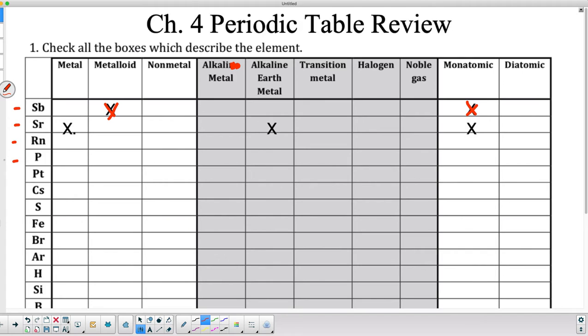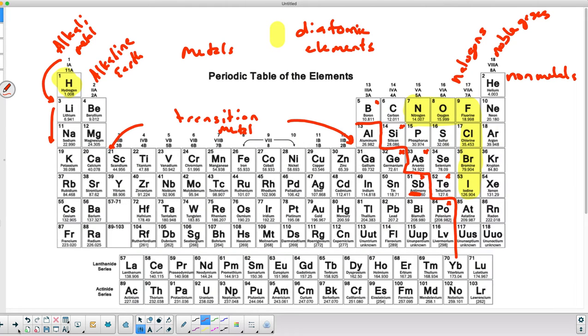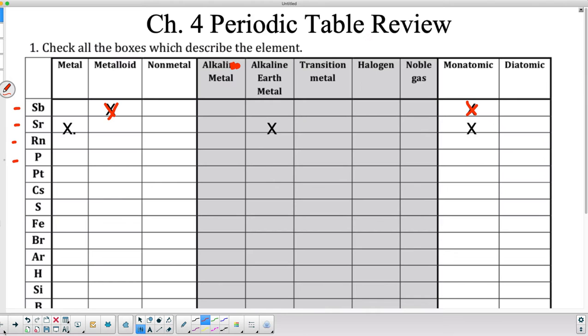So let's take a look at strontium. Strontium is Sr, that's strontium right here. So strontium is an alkaline earth metal. It's a metal, because it's on the left-hand side of the red stair-step line. It's not a transition metal, and it's not diatomic, so it's monatomic. So that means that it's a metal, it's an alkaline earth metal, and it's also monatomic. Okay, let's take a look at radon.